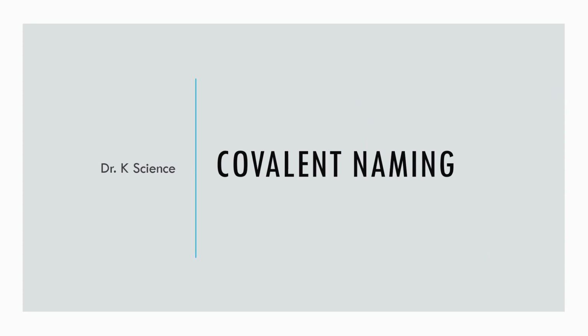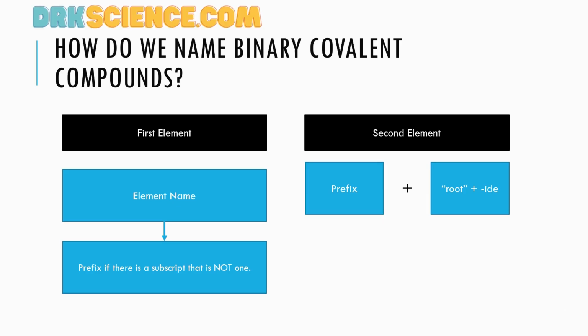We're going to be talking about covalent naming. We previously talked about the nomenclature in our ionic bonding unit. However, today we're going to be talking about some of the differences with naming covalent compounds. What I have here is a flowchart for how we talk about naming binary covalent compounds.